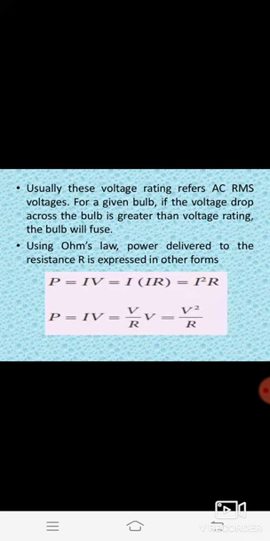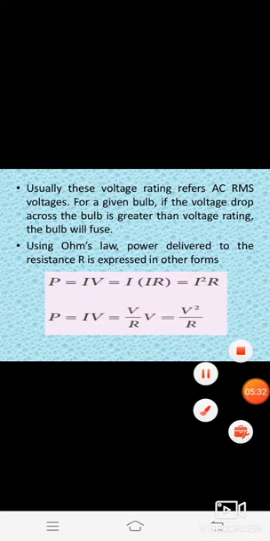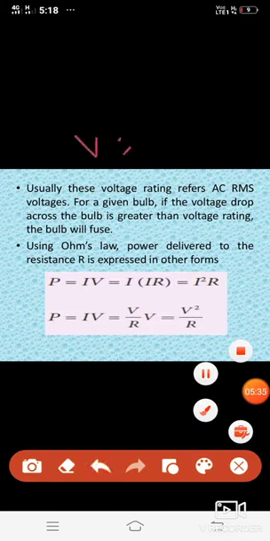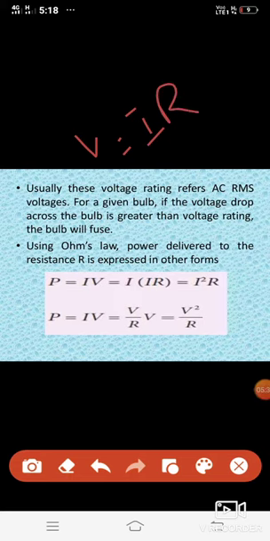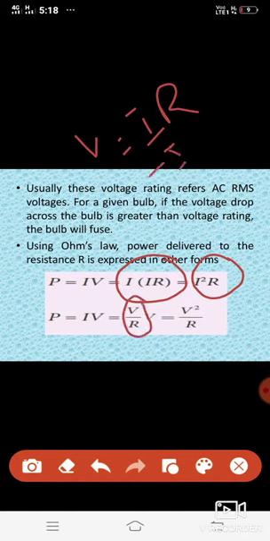Using Ohm's law, the power delivered to the resistance R can be expressed in other forms. P is equal to I into V. According to Ohm's law, V is equal to IR. Substituting it in this equation, we can write I into IR, so it can be written as I square R. Also, from Ohm's law, I is equal to V divided by R. Substituting it in P is equal to IV, we can write V divided by R into V, so we can write V square divided by R. These are the other forms of the power.